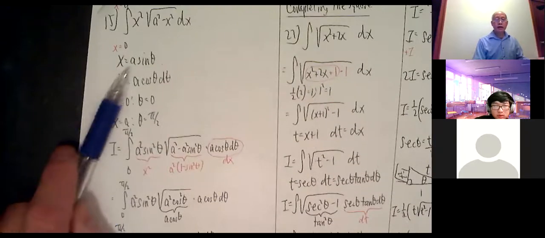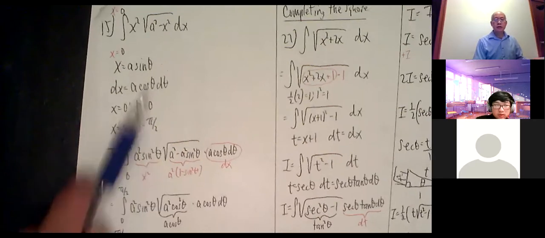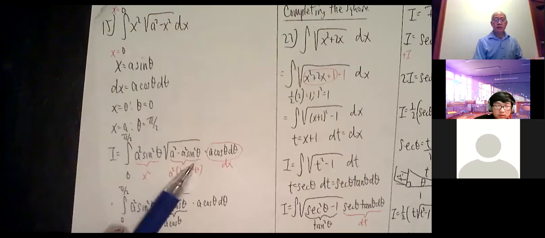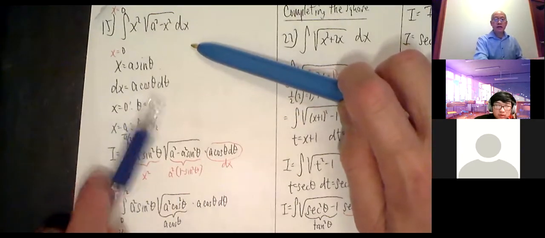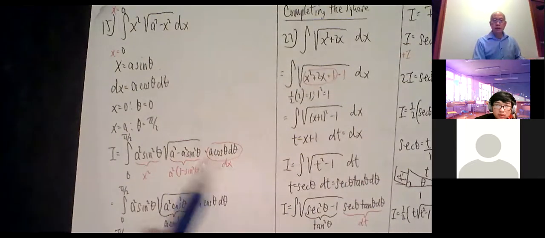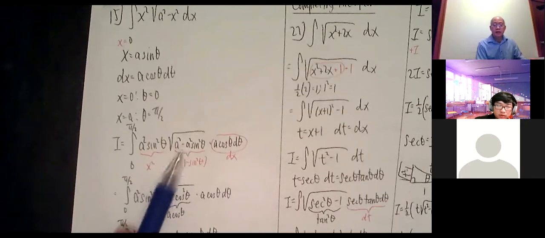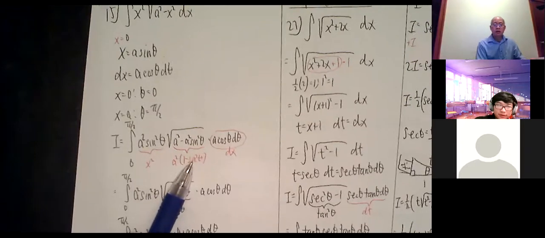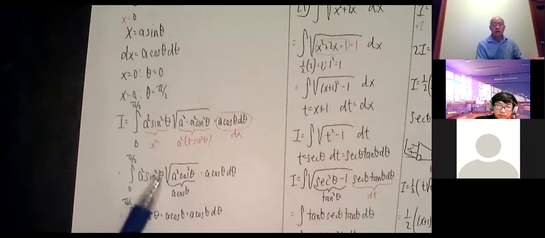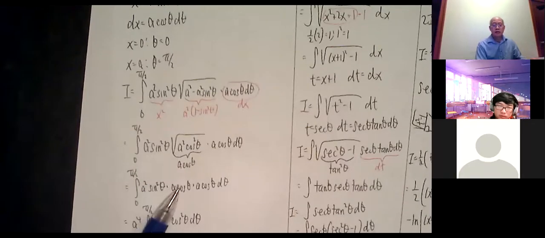So x squared, right? A sine theta times itself is a squared sine squared theta. That's the same thing here and here. And then dx. dx is a cosine theta d theta. That's my dx. And notice the square root comes out nice, because if you factor out the a squared, that gives you parentheses 1 minus sine squared. 1 minus sine squared is cosine squared. So I have the square root of a squared cosine squared. And what is the square root of that? A times cosine theta. So it's nice.